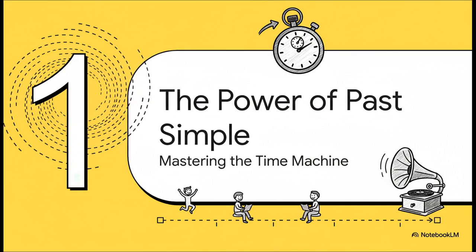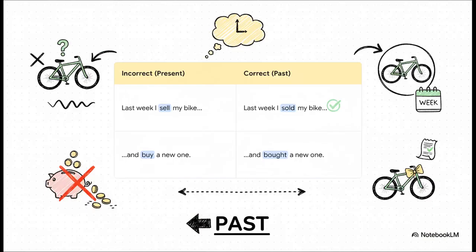Think of it like a time machine that instantly zaps your listener back to the exact moment it all went down. So, last week I sell my bike becomes last week I sold my bike. Simple as that. Why? Because the action is over. It happened last week, it's done. Same thing for buy, it has to become bought. Now remember, even though you're telling the story right now, the events themselves are in the past.